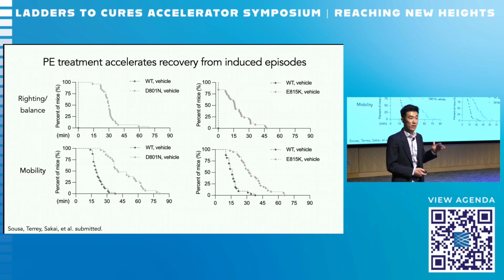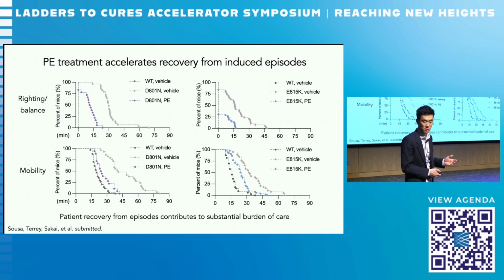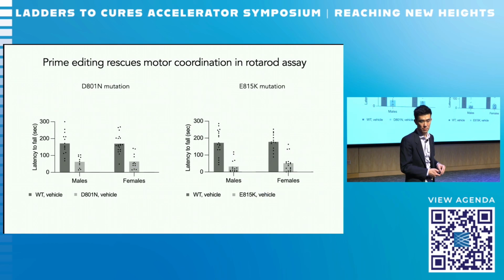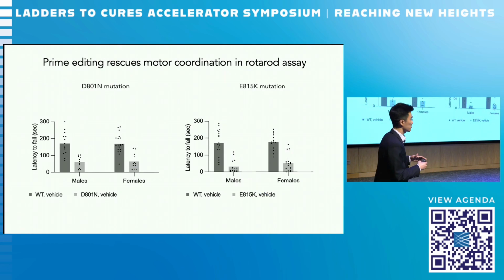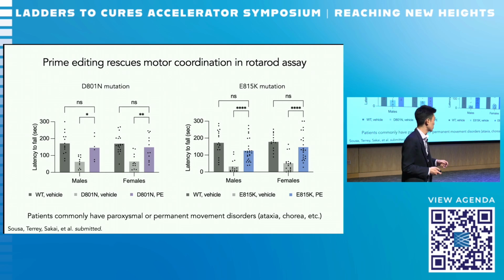Measuring the amount of recovery time for righting and also subsequent mobility, we see that these HC mice have a sort of shifted recovery time where they take much longer to recover from these hypothermic events, and prime editor treatment shifts that back toward wild type. Beyond these types of induced phenotypes, we also measured coordination using the rotarod assay, and we can restore coordination in prime editor treated animals up to or almost back to wild type levels.